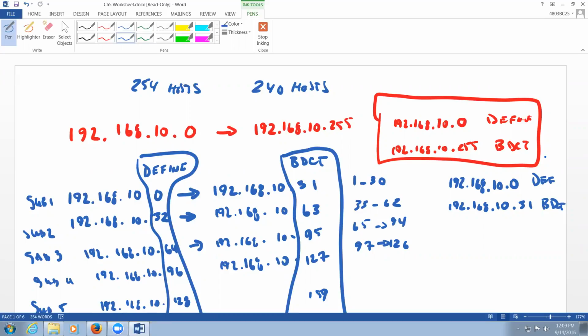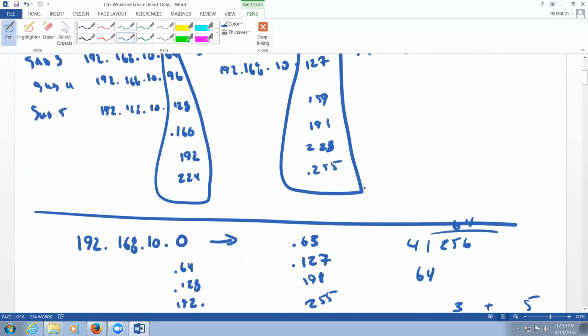Can you subnet a subnet or no? You can. Yeah, it starts getting kind of messy, but yeah. Right. So let's go. Let's see. Let's go down.